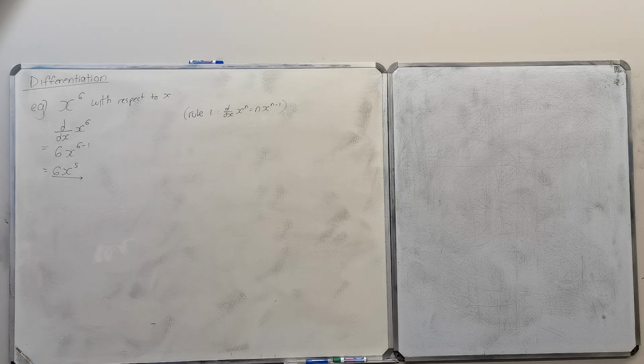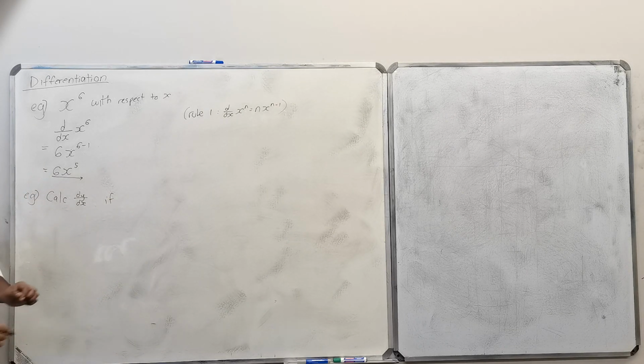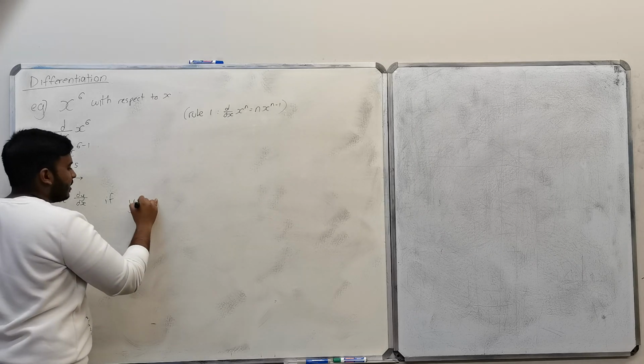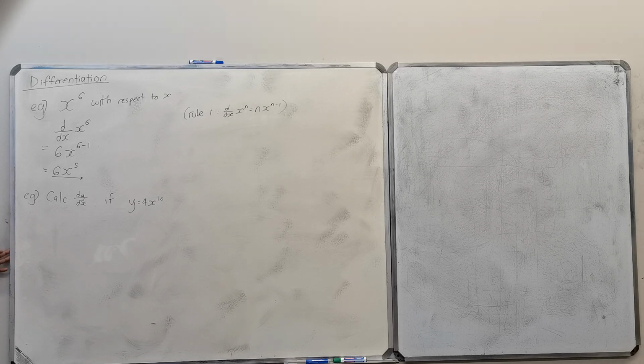Let's do another example. Calculate dy over dx if y is equal to 4x to the power 10. So they want you to calculate the derivative of y with respect to x. So what would you do?